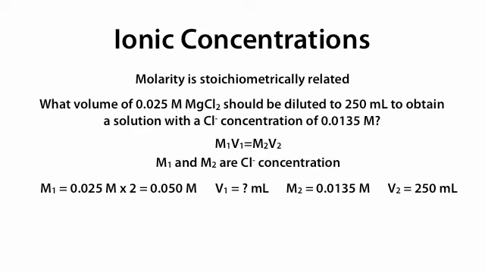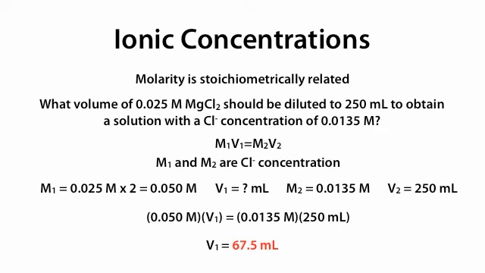V2 is 250 milliliters. That is also the same as the given. And since we're using 250 milliliters, we know that the volume 1 that we solve for is also going to be in milliliters. Plugging in, 0.050 molar times V1 is equal to 0.0135 molar times 250 milliliters. Solving for V1, we get V1 is equal to 67.5 milliliters.